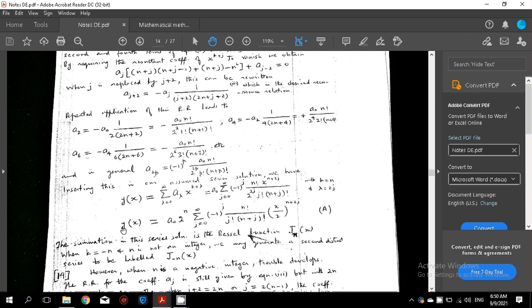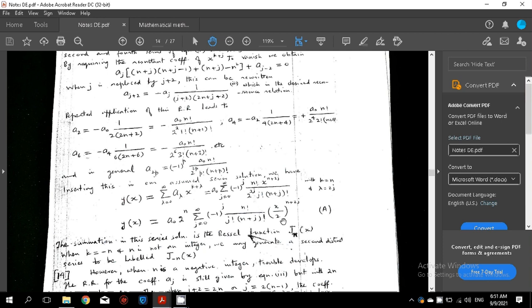Let me repeat this. The first series solution of the Bessel's differential equation corresponding to k is equal to n is y of x equals a naught over 2 to the power n, summation j from 0 to infinity, minus 1 to the power j, n factorial over j factorial (n plus j) factorial, times (x over 2) to the power n plus 2j. You will have to remember this series as the first solution, the Frobenius series solution of the Bessel's differential equation.